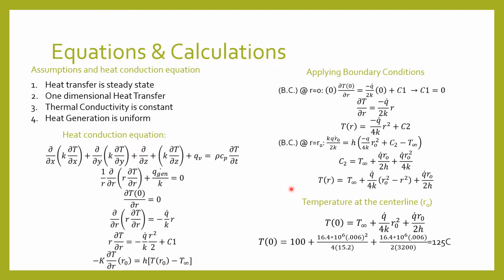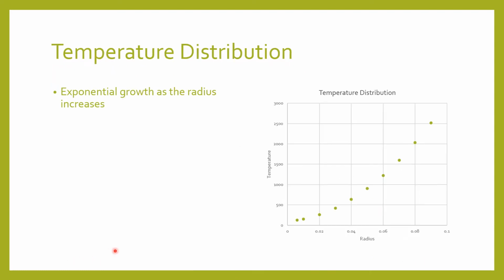And then we go down here to find the temperature at the center line. We take T of 0 equals T infinity plus Q dot over 4K times the radius squared plus Q dot radius over 2H. We plug those numbers in and we get 125 degrees Celsius at the center line. Here we have the temperature distribution, exponential growth as the radius increases. As you can see here on the right hand side in this graph, you can see it gradually growing exponentially as the radius gets larger.